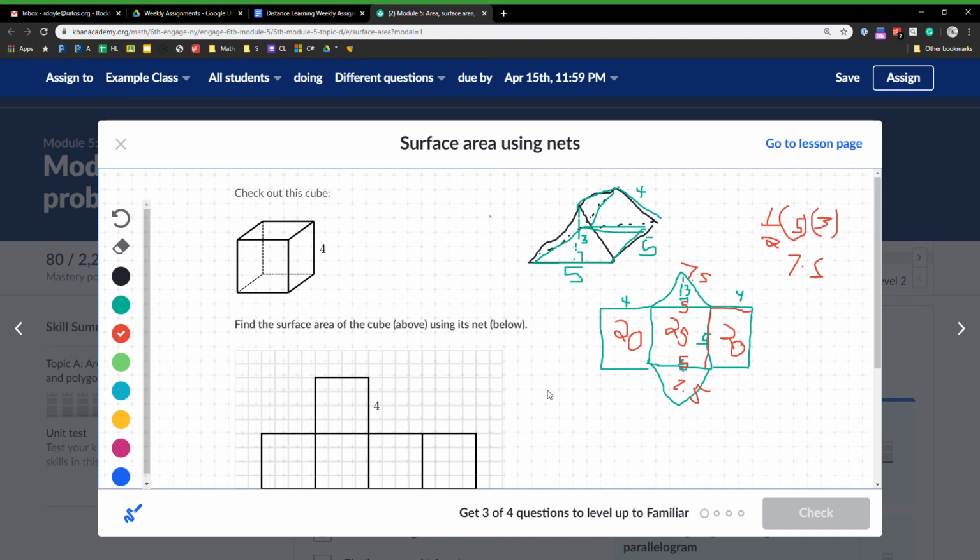And then you could add them all up. 20 plus 25 plus 20 is 65, plus the 7.5 plus the 7.5, which is 15. So this shape would be 80 units squared, because again, we're finding the area of all these flat pieces. So you can see another example of how you could break a shape up and figure out how to find the surface area of all the pieces.